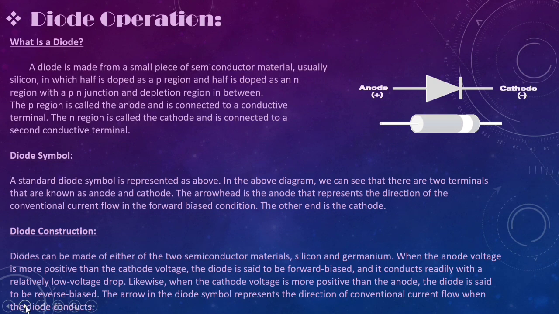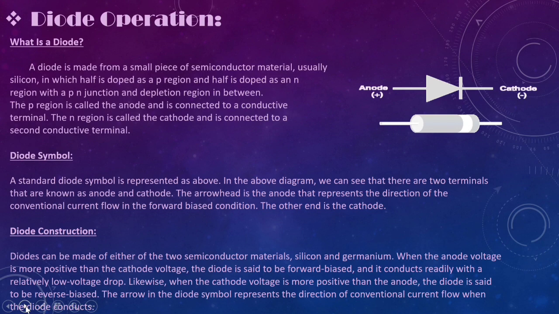Now coming to the diode operation. What is a diode? A diode is made from a small piece of semiconductor material, usually silicon, in which half is doped as a p region and half is doped as an n region, with a p-n junction and depletion region in between. Diode symbol: a standard diode symbol is represented as above.